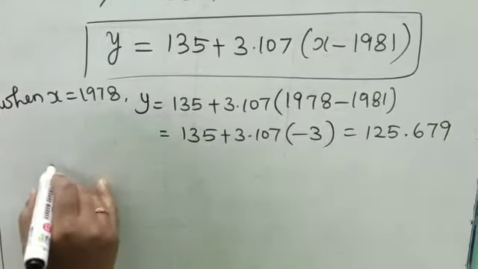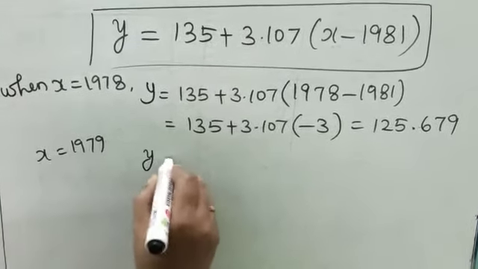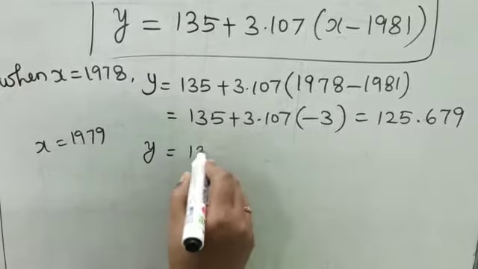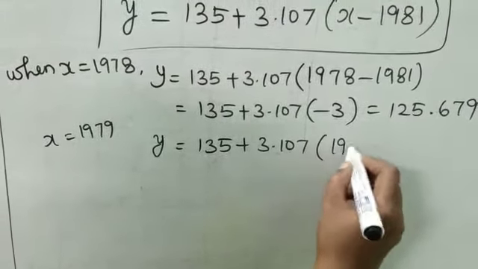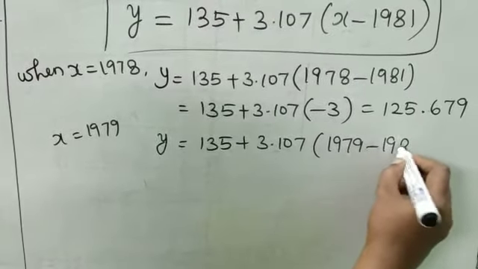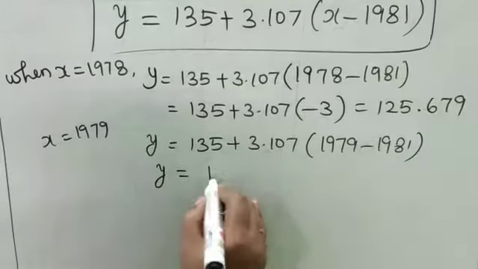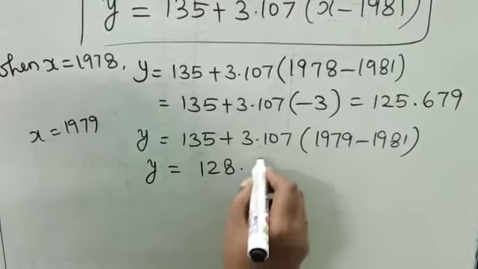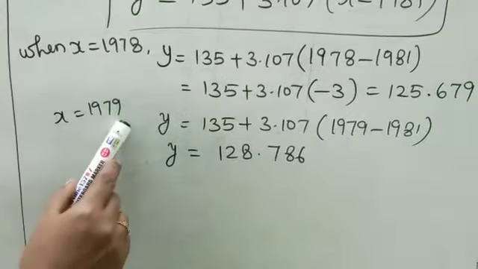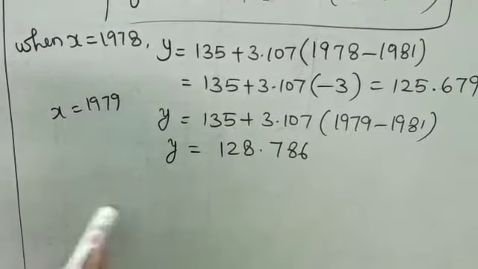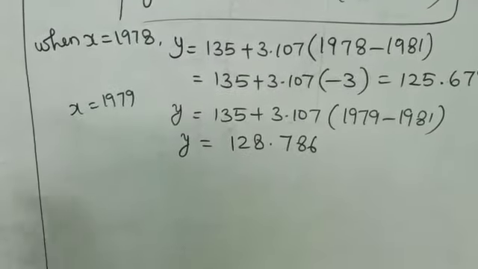Similarly, when x is equal to 1979, my y value is equal to 135 plus 3.107 into 1979 minus 1981. That will give the value as 128.786. Similarly, find the values for x equal to 1980, 1981, 82, 83, 84. We get the values, and you write them in the tabular column.